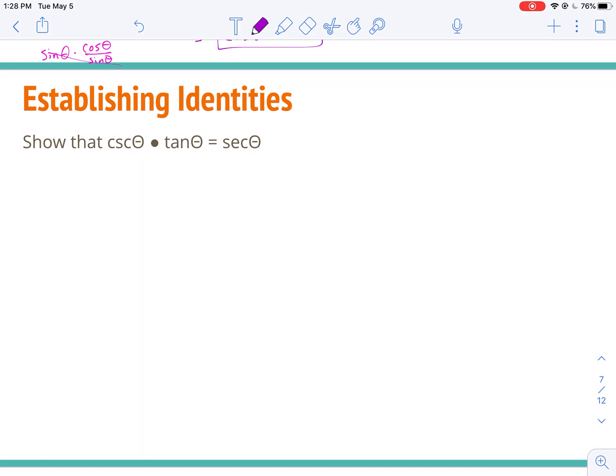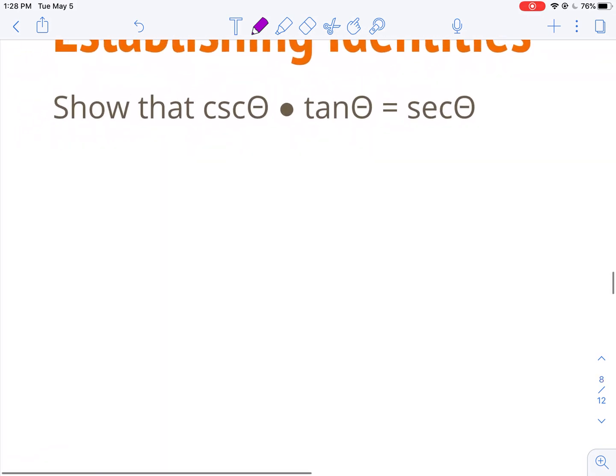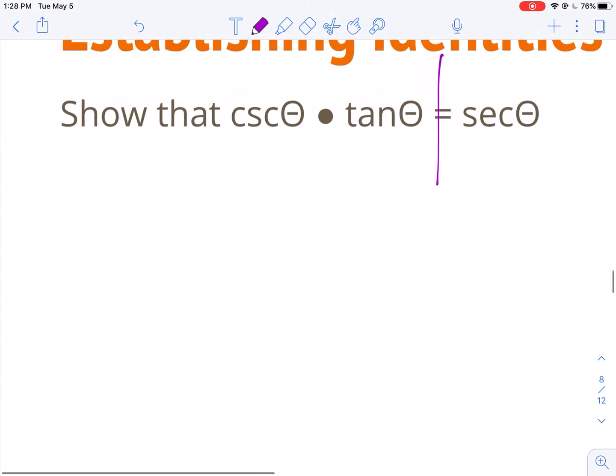So what I do here is I start asking myself, what are some things that I can do with this to get me to the final answer to prove that I have these equivalent? Well, what I'm going to do is I'm only going to mess with the left side of the equation. I'm not messing with the right side of the equation. I'm first going to try to rewrite the cosecant as the sine of theta. I'm going to multiply that by the sine of theta over the cosine of theta.